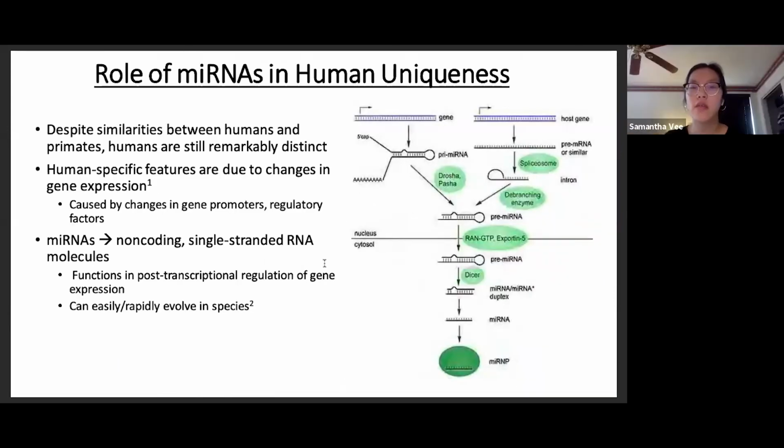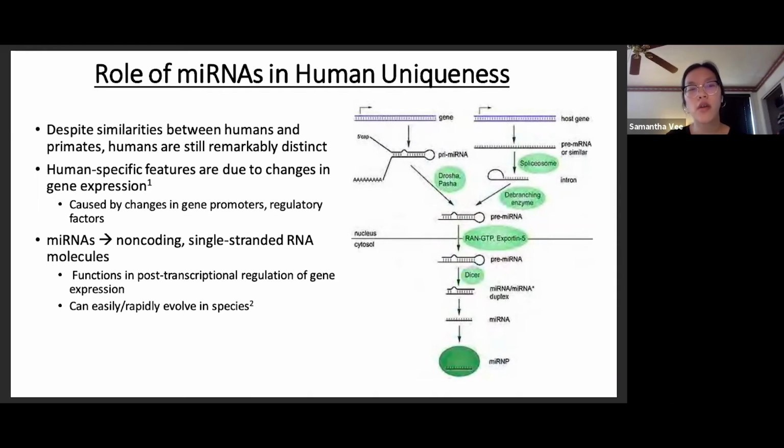So despite the vast similarities we see between humans and other primates, humans are still remarkably distinct from primate species. But how did we get to this point? The genetics of human uniqueness is still mostly a mystery. Current hypotheses suggest that human-specific features arise from changes in gene expression, and many genetic differences that we see between species are due to changes in gene promoters and other regulatory factors such as microRNAs.